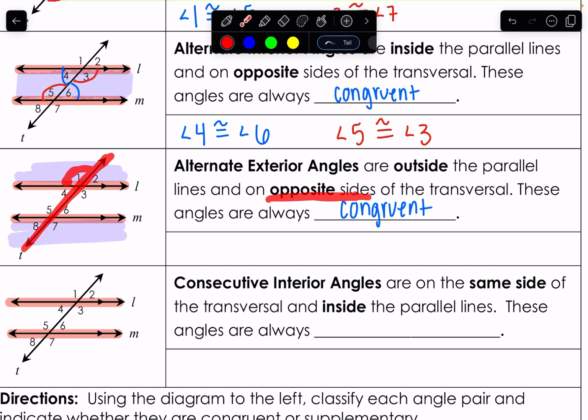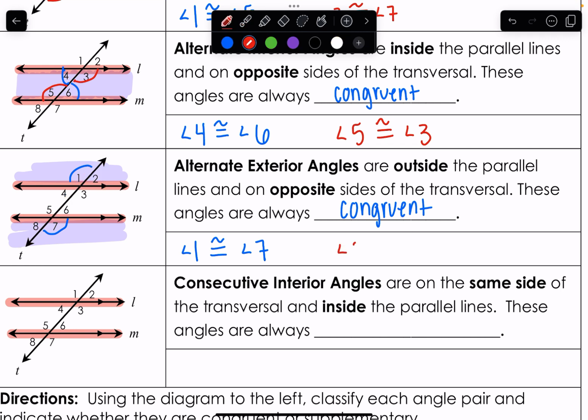Angle 1 is on the opposite side of angle 7. Because they're congruent, we're going to use the congruent symbol: angle 1 is congruent to angle 7. The other example here, looking in the purple sections, opposite side of angle 2 would be angle 8. So angle 2 is congruent to angle 8, and they are also alternate exterior angles.